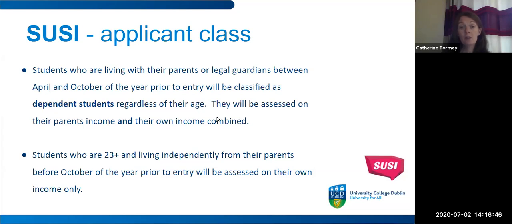Students who are over 23 and living independently of their parents before October of the year prior to entry will be assessed on their own income only. SUSI are very specific about the documents that they will accept as proof of independent living. So it's very important you log on to their website and make sure that you can provide one of the 4 or 5 documents which they find acceptable for proof of this.